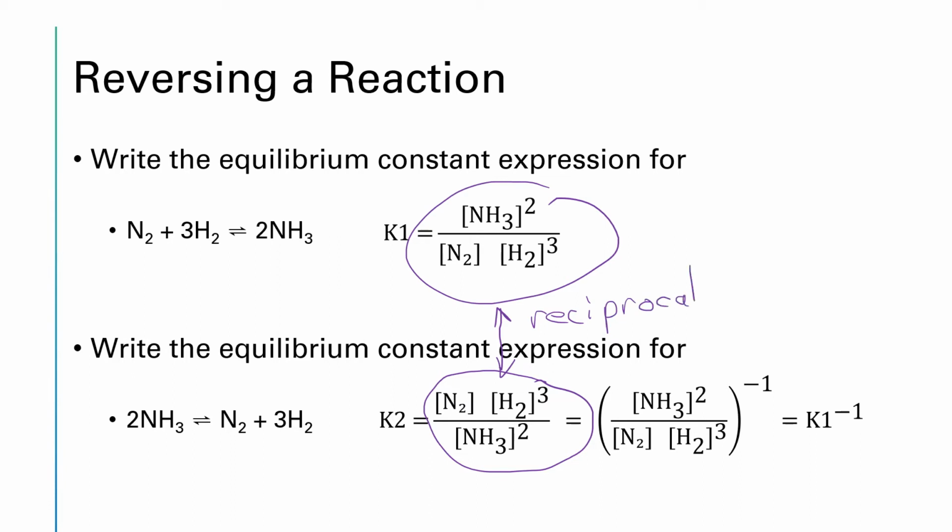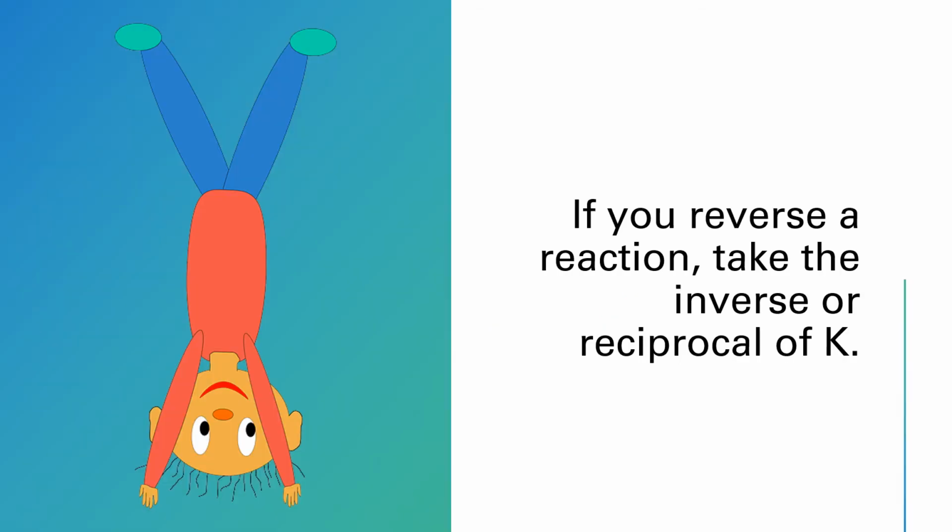Another way of saying reciprocal is that we're raising something to the -1 power. So our K2 in this case is equal to K1 raised to the -1. The bottom line this time is if you reverse a reaction, take the inverse or the reciprocal of K.